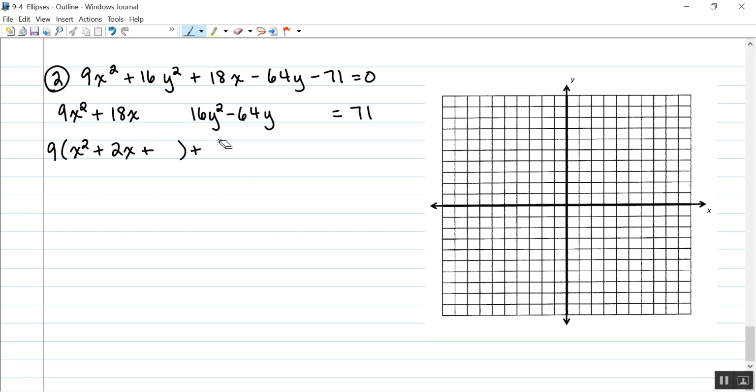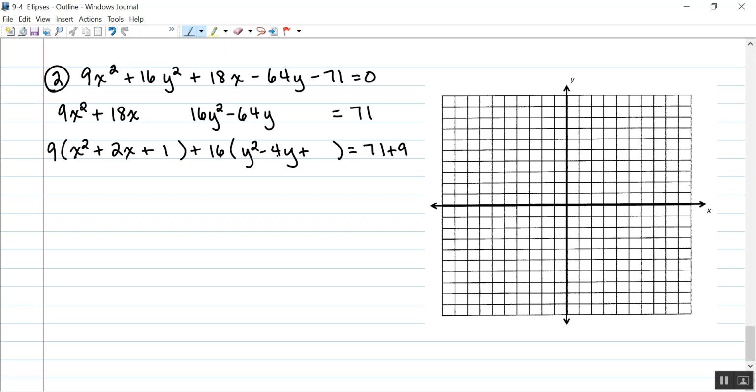With my y's, I need to factor out a 16. Leave a space for my new c, and that equals 71. So my new c is half of b squared, so that's 1. But when I put a 1 in the parentheses, I didn't really add a 1, I really added a 9 because that 1 is being multiplied by 9, so I need to add that 9 over here.